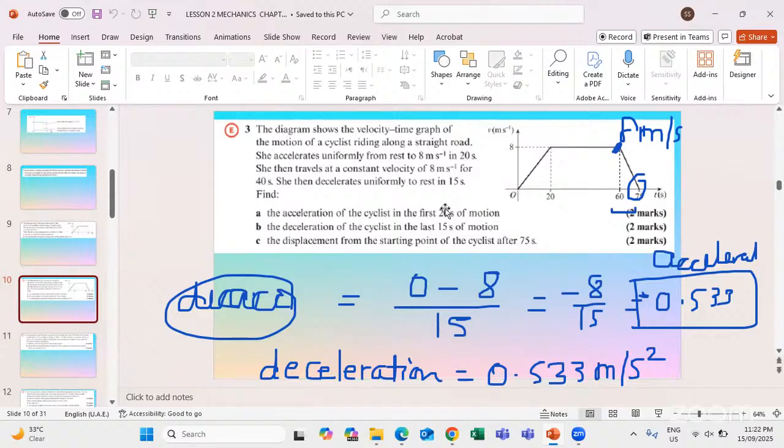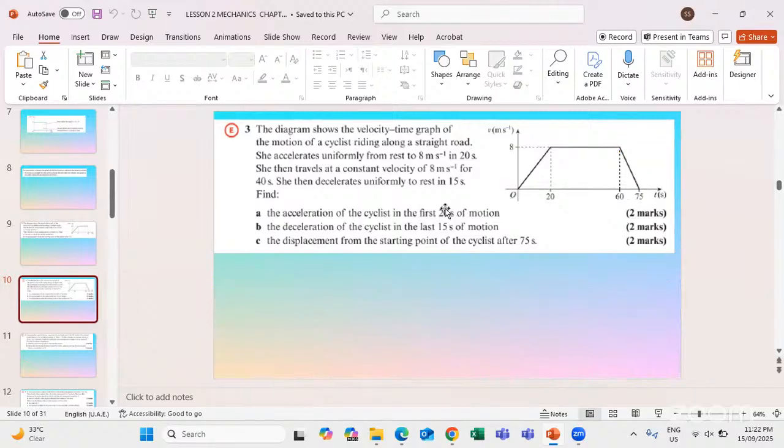Then we have the next part of this question, and that says the displacement from the starting point of the cyclist after 75 seconds. So up to 75 seconds, until this time is over, what is the displacement? Again, in a velocity time graph, displacement is this area. So this is like a trapezium. Again, you can either find the area of the trapezium, or you can split it into one triangle, then one rectangle, and again one triangle. Either way, you will get the same answer.